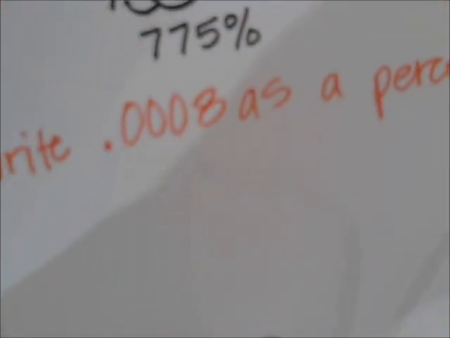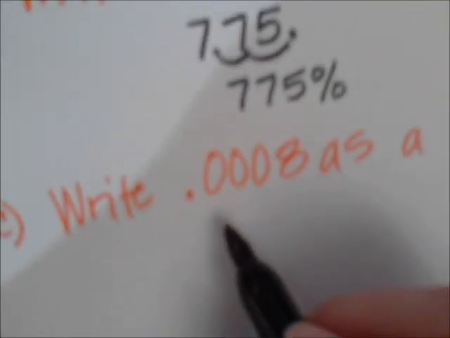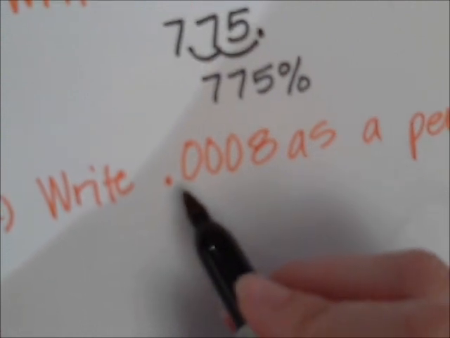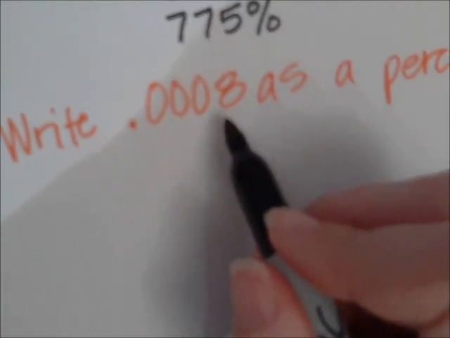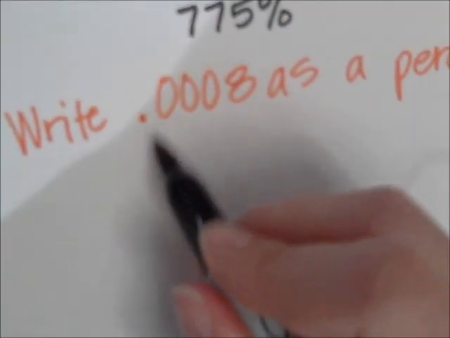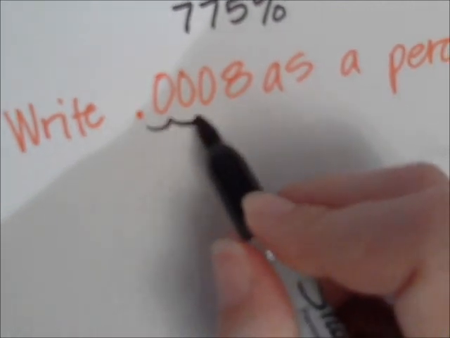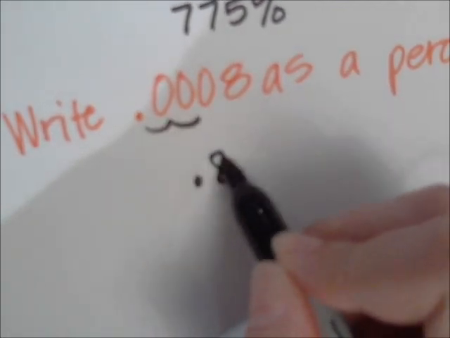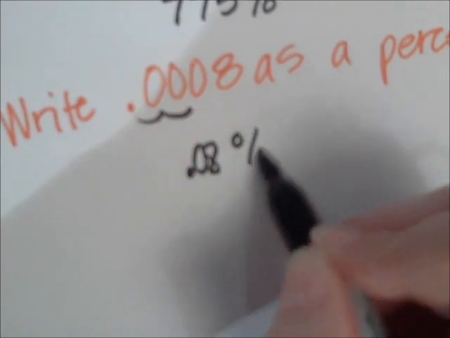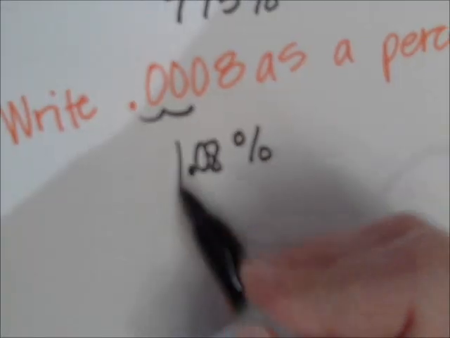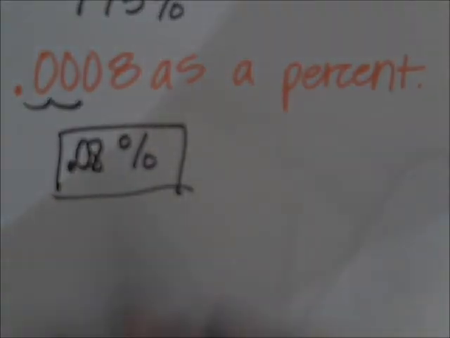Now what if I want to make 8 10,000ths into a percent? Well, same rule. I just move the decimal over 2 times, and I get 8/100ths of a percent.